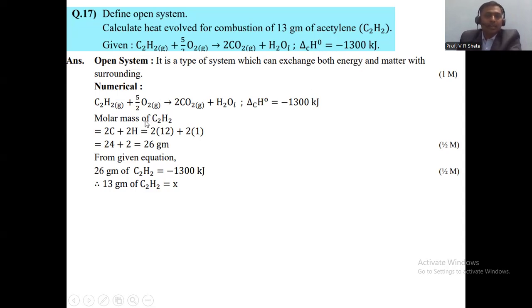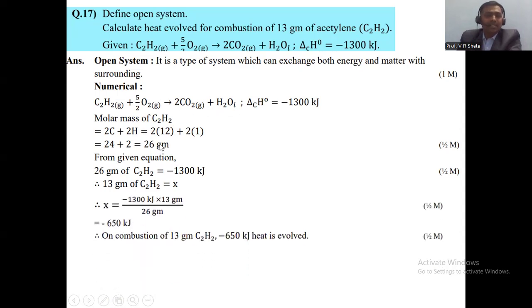In this numerical, the given reaction is that 2 moles of carbon reacted with 2 moles of hydrogen, which will produce 2 moles of carbon and 2 moles of hydrogen. So this is 24 plus 2, this is 26, and the reaction is balanced.